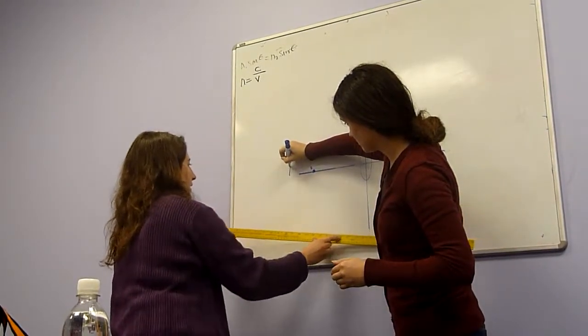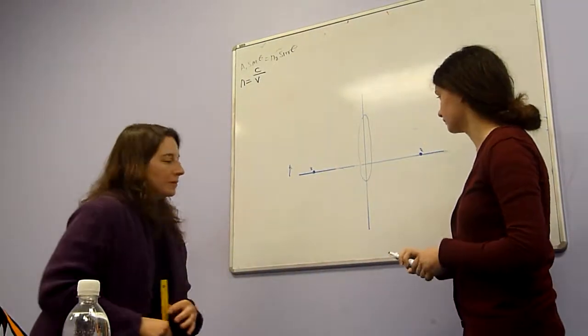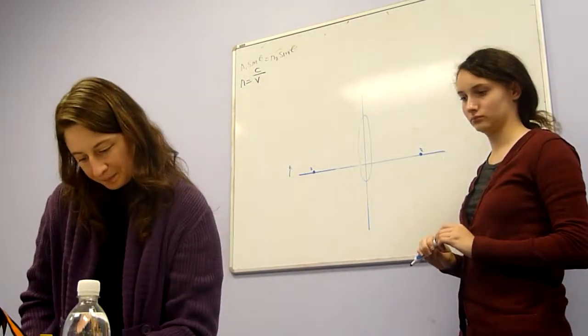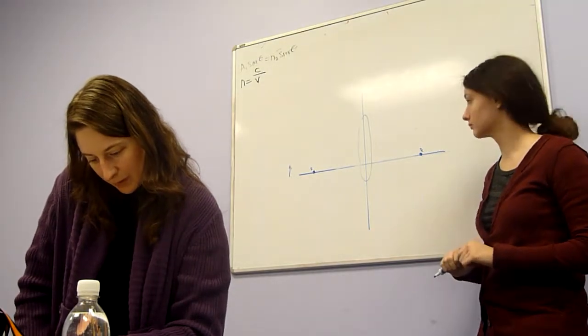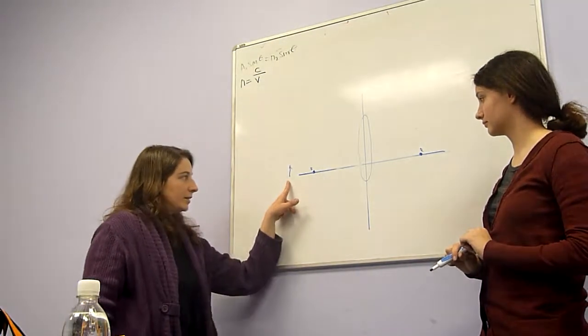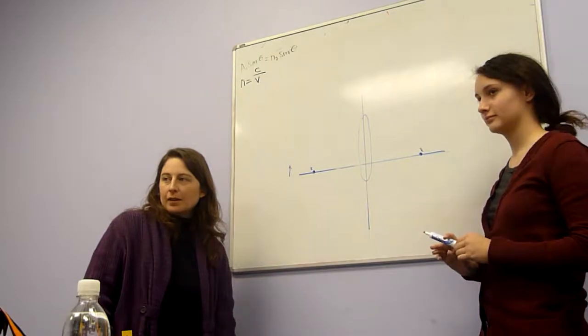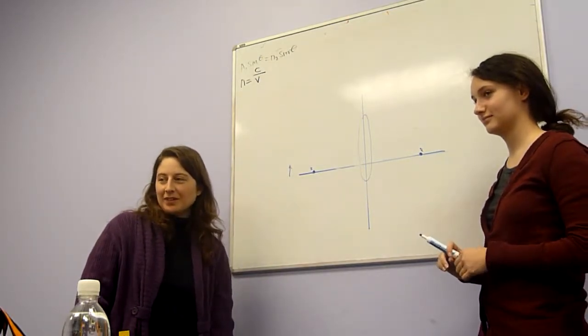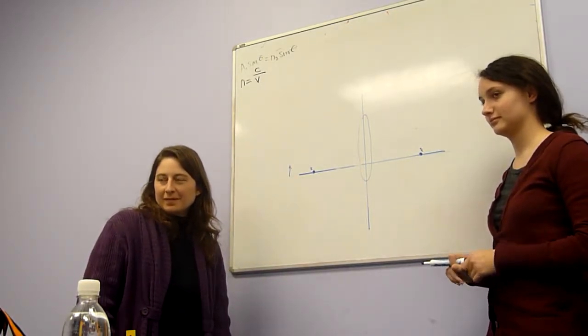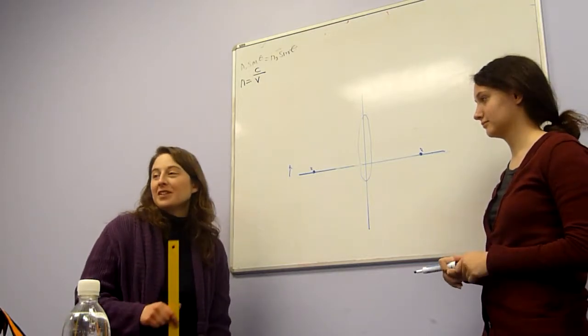Yep, so draw an arrow. Okay, so that is our object. Where's our object? 12 centimeters from the lens, right there. Could it be on either side? Could it be on the other side? It could. Then you have to do it all backward.